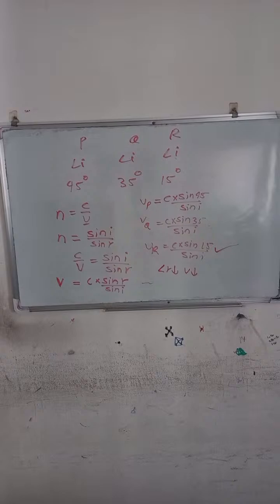The speed of light in a vacuum is 3 into 10 raised to 8 meter per second.